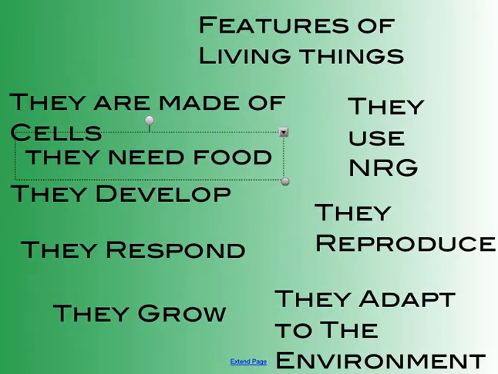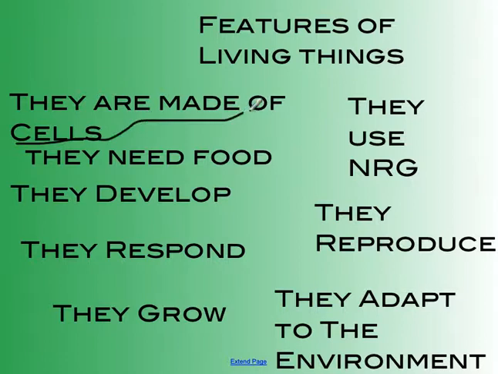How we define living things is using 8 different characteristics. Characteristic number 1 is that living things are made of cells. Cells are the building blocks of life, and if you are a living thing, you are made of one or more cells. Living things also use energy. Energy is what keeps us moving and keeps us going.